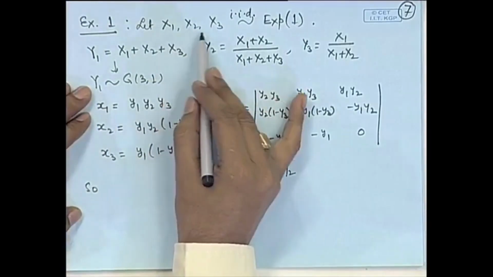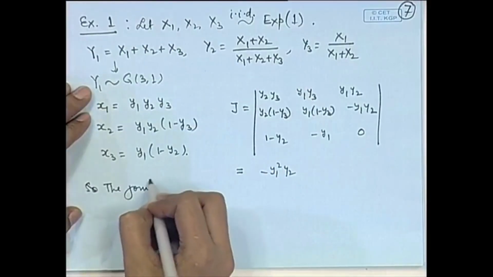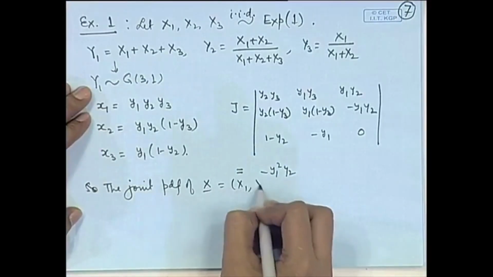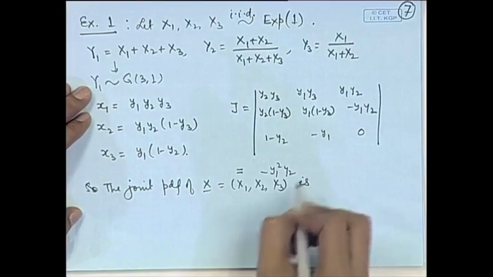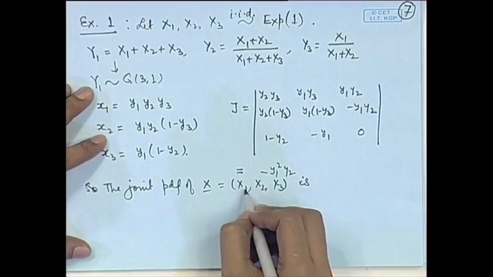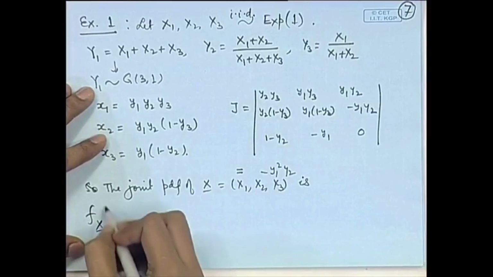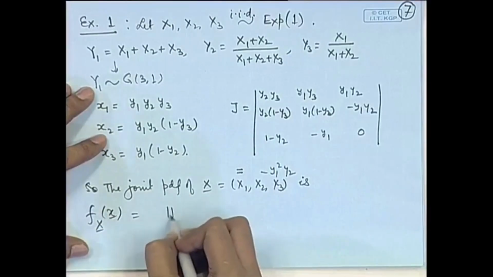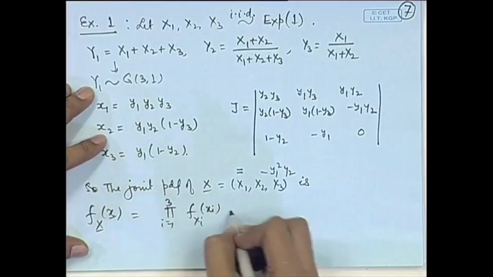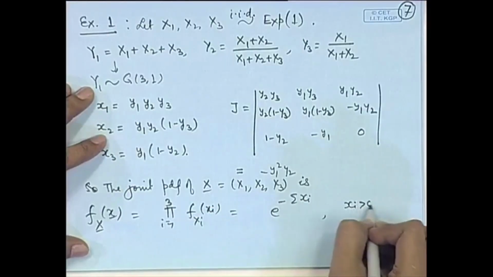Firstly, we write down the joint density function of X1, X2, X3. Since X1, X2, X3 are independently distributed, the joint density is nothing but the product of the individual density functions of X1, X2, X3. It is the product of f(x_i), which is equal to e to the power minus the sum of x_i, where each x_i is positive.